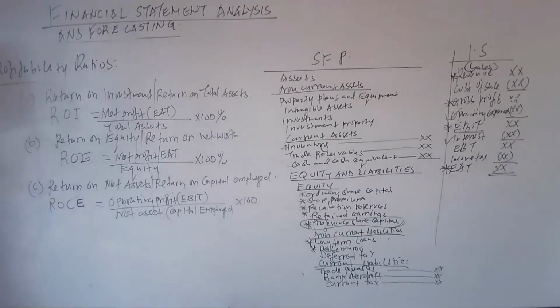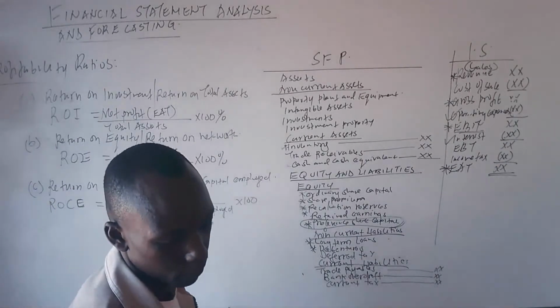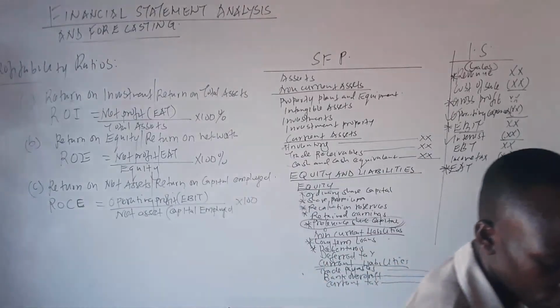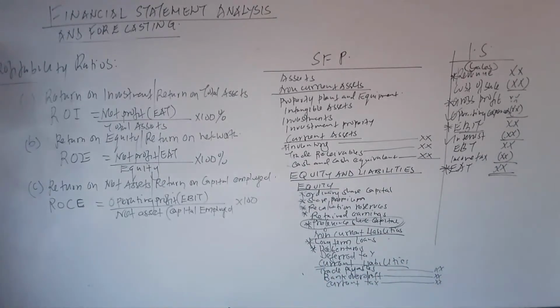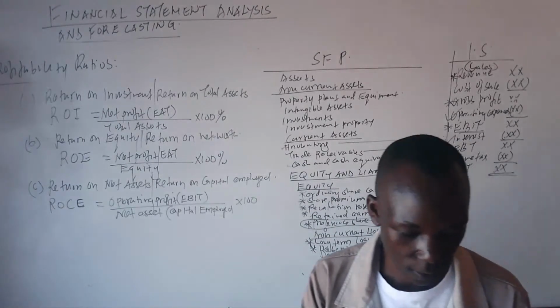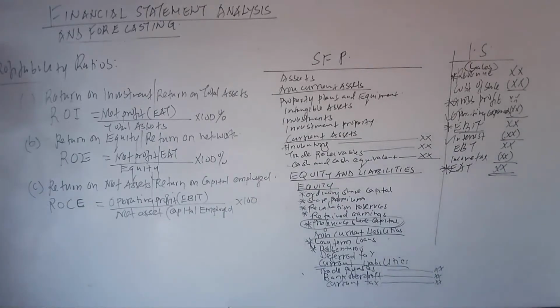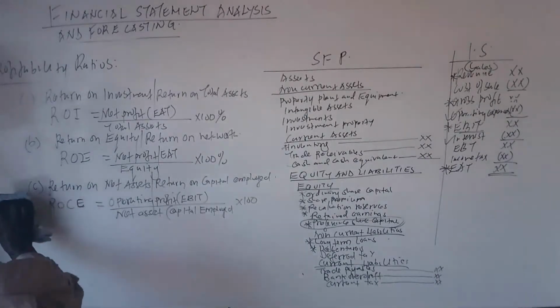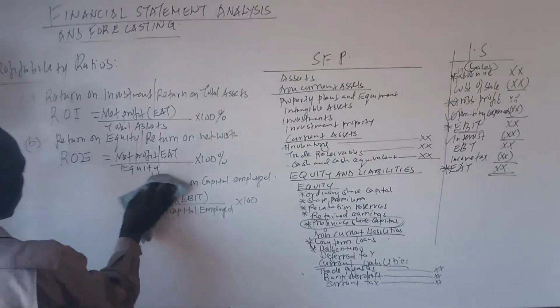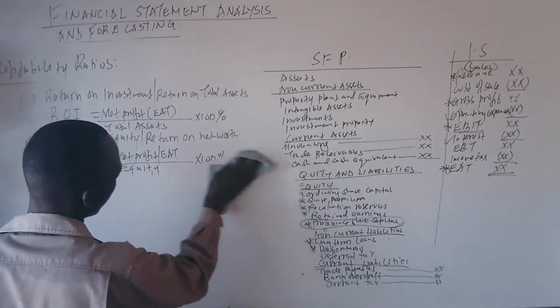That is how you will be getting ROCE. ROCE tunaipata namna gani? Namna hiyo. That is how we get our ROCE. So we are done with ratio number 4, profitability ratios. We have summarized the profitability ratios.